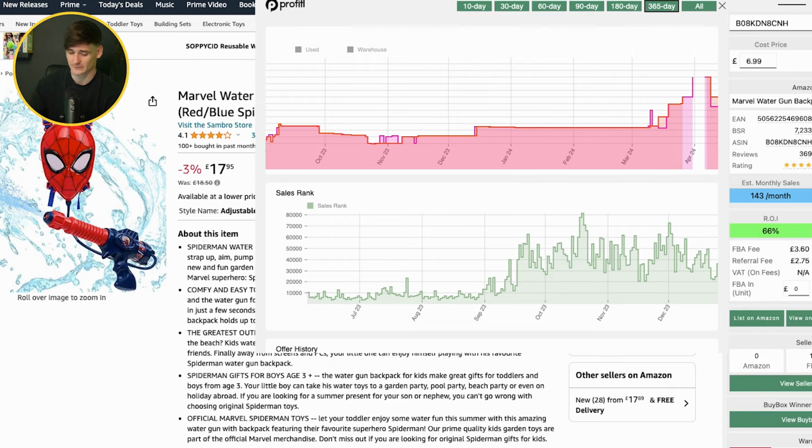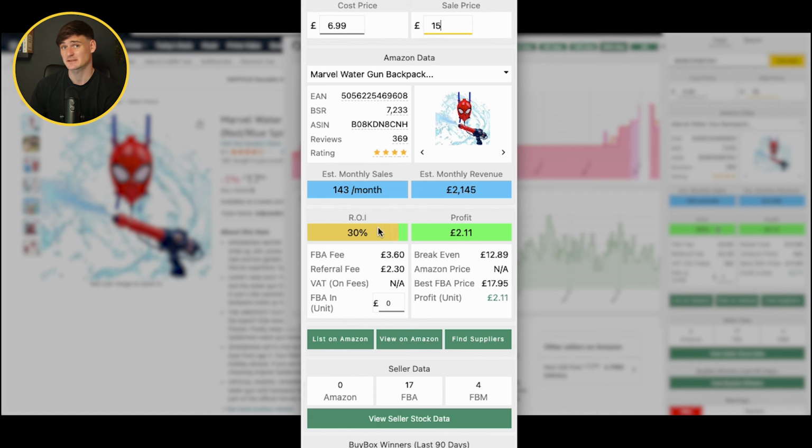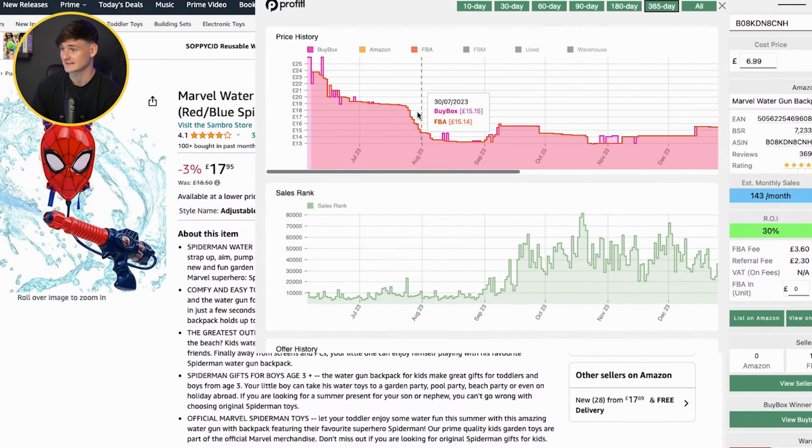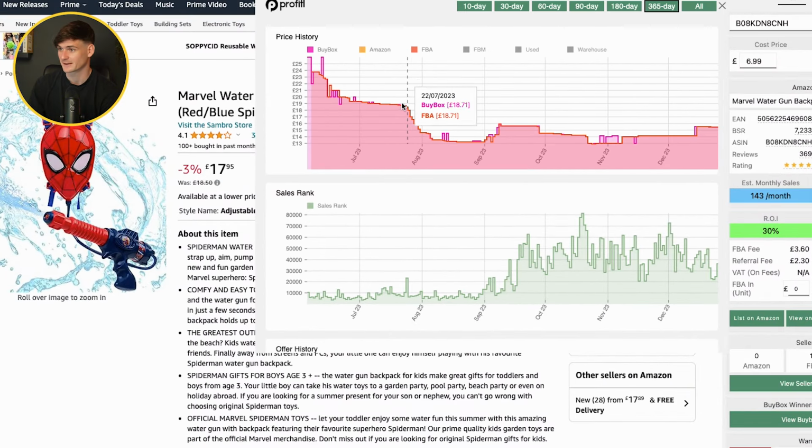Now if we were selling this for £15, let's have a look, see what our profit would be. £15, we'd still be making 30% return on investment, so £2.11 profit per unit. Obviously the price has come back up now, but if a price has been cheaper before, then there's always the chance it's going to come back down. Most of the time it does, and that's why it's so important to read these price graphs just to see what the price has been doing.